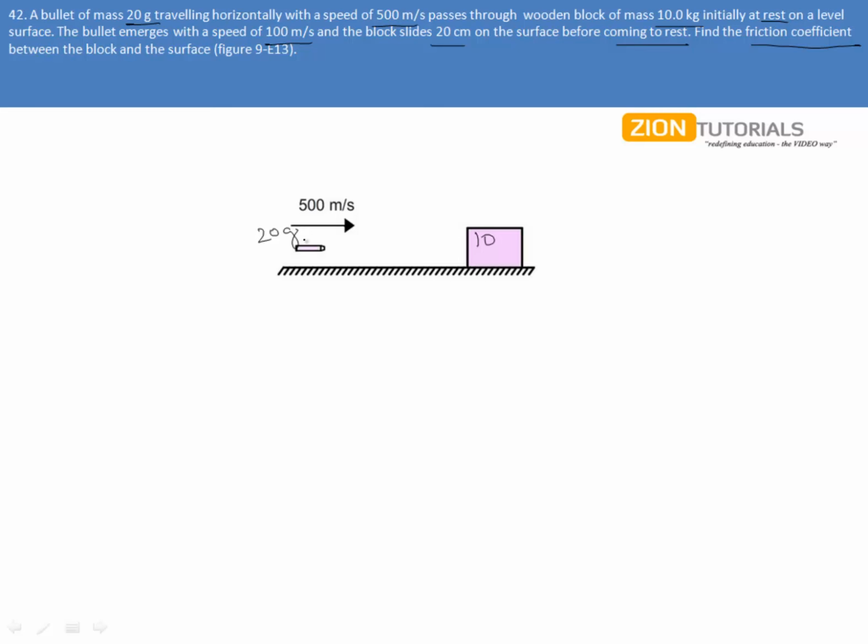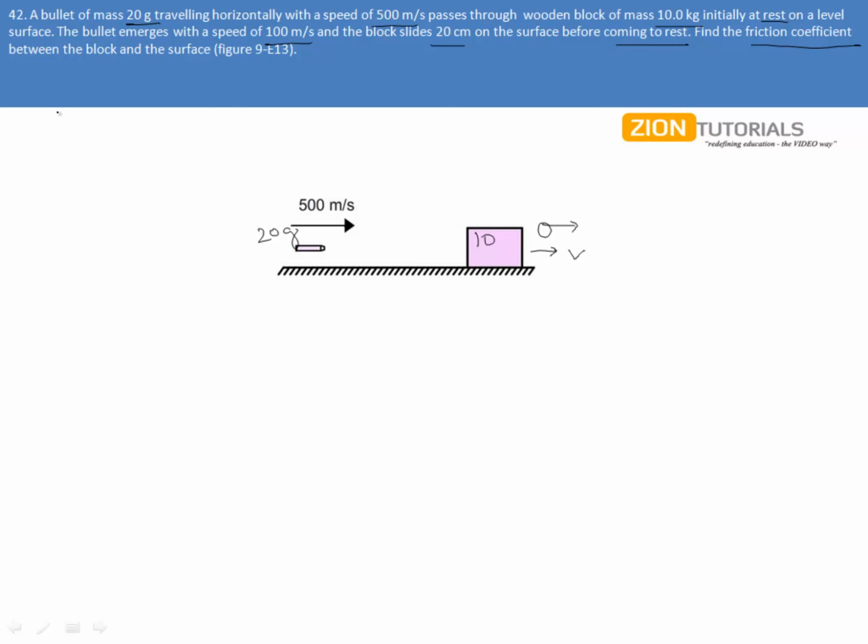Friends, we have the bullet moving with a velocity of 500 meters per second. The block is at rest. But when the bullet comes out, it moves with some velocity, and that has been given, that is 100 meters per second. And let us suppose that this block moves with some velocity v once the bullet comes out.